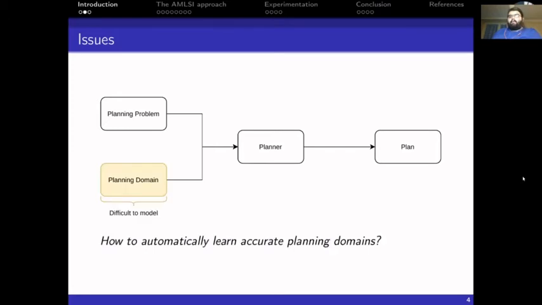Encoding real-world systems as PDDL domains is generally accepted as difficult, tedious, and error-prone. The reason is that the experts of the system to model are not always PDDL experts, and vice versa. This paper focuses on the following issue: how to automatically learn accurate planning domains.